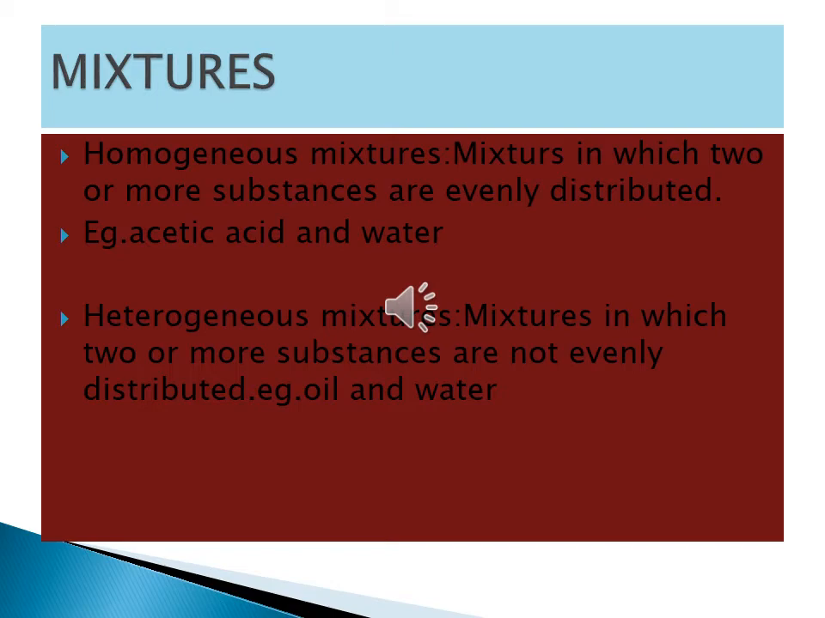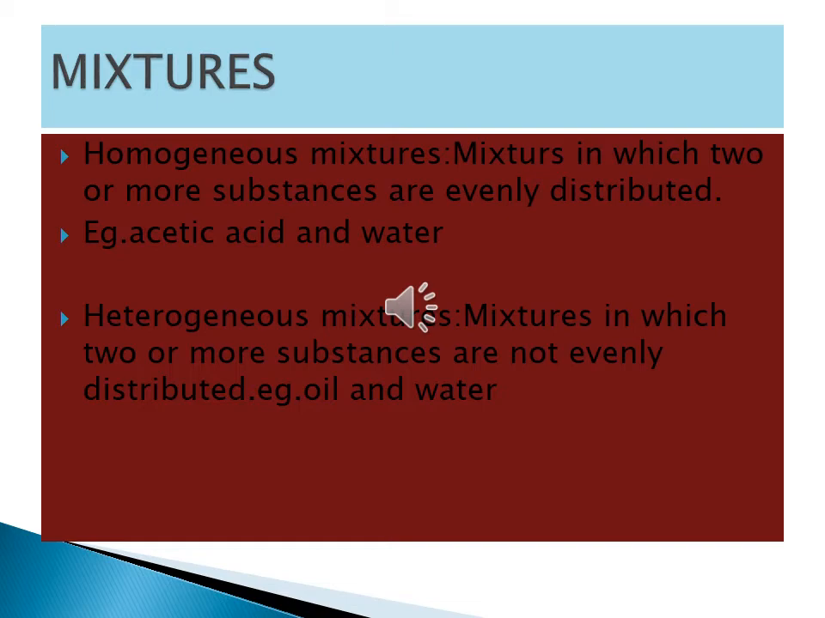So there are different types of mixture. One is homogeneous, another one is heterogeneous mixture. A homogeneous mixture has the same composition, but a heterogeneous mixture has different composition. In a homogeneous mixture, two or more substances are evenly distributed. They are called homogeneous. For example, vinegar is a homogeneous mixture of acetic acid and water.